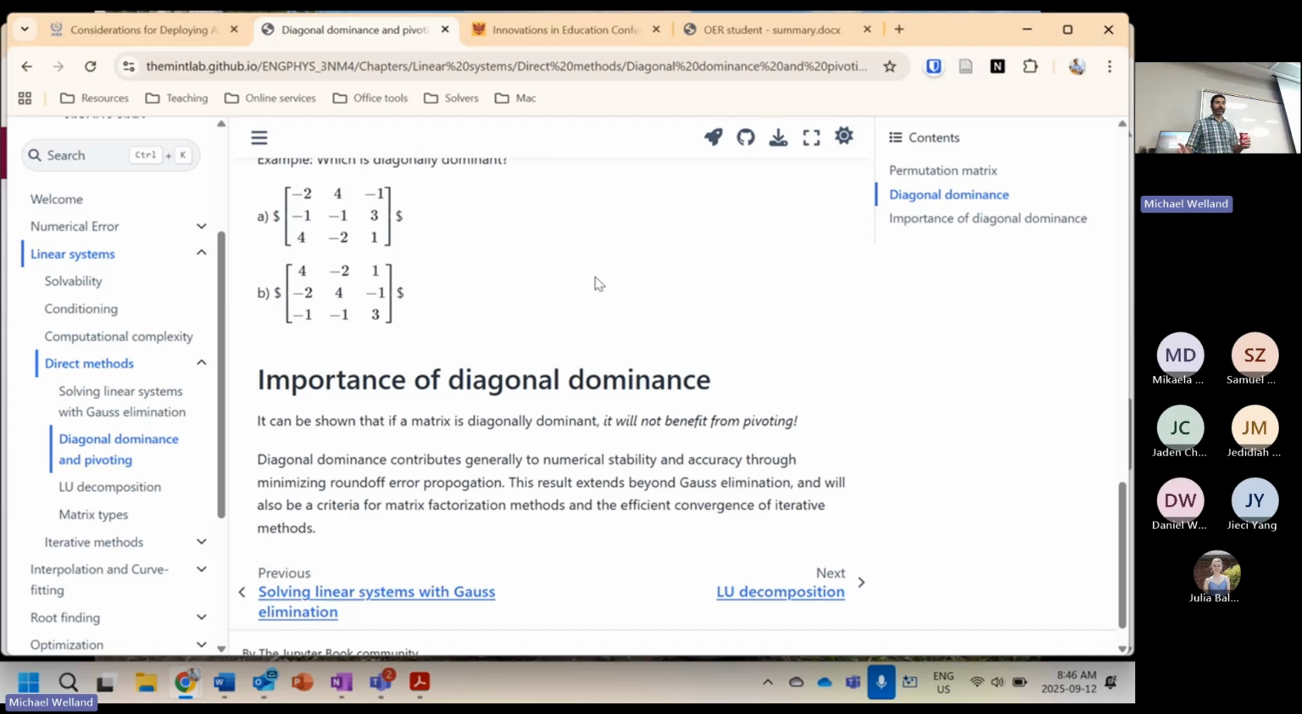Further, it can be shown that if a matrix is diagonally dominant, you shouldn't touch it. You will not be able to improve the conditioning of your matrix by row swapping if it is diagonally dominant. So you look at a matrix, and as long as that diagonal dominates the other elements in that row, then you're okay to proceed.